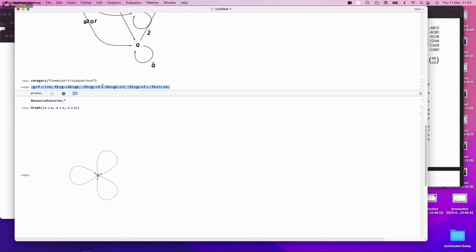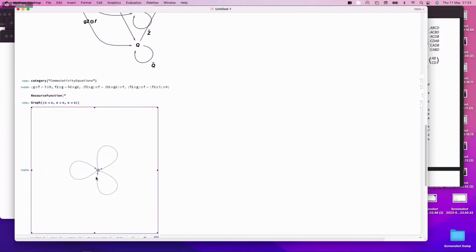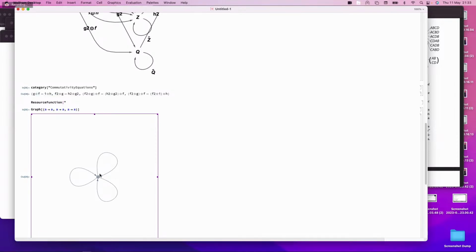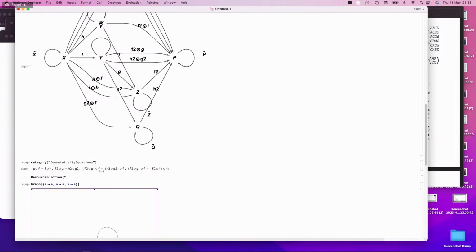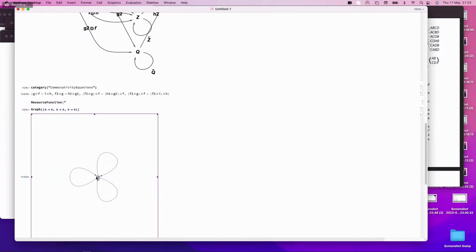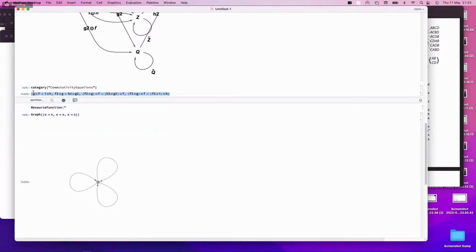So the point is that all three-element groups would have the same underlying quiver. But if we take the free category generated by that quiver, there are many different possibilities. This commutativity equations list will not in general be empty. So there'll be many possible choices of equivalences between the corresponding multipliers, and each one of those choices corresponds to a different three-element group.